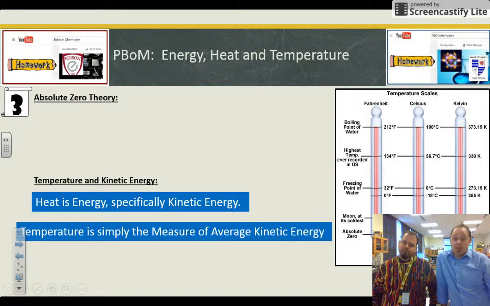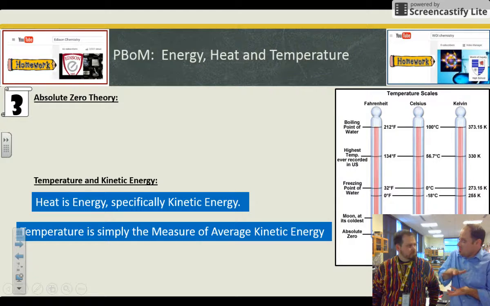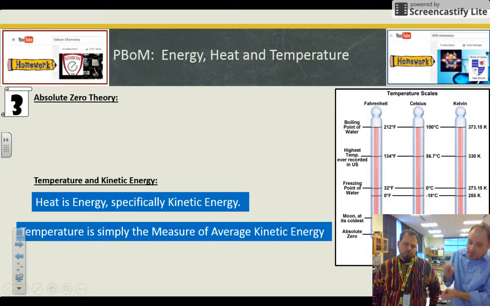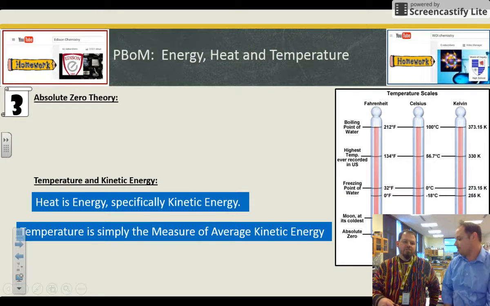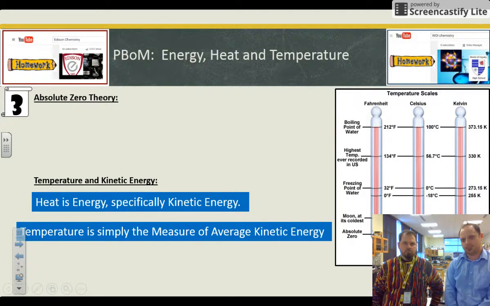And temperature is the measure of average kinetic energy. So the average of how quickly the atoms are moving, bumping into my thermometer, causes the temperature number to go up to some value that we've decided is important. But the key there is the verb. It's just a measure of it. So it's not actually it.